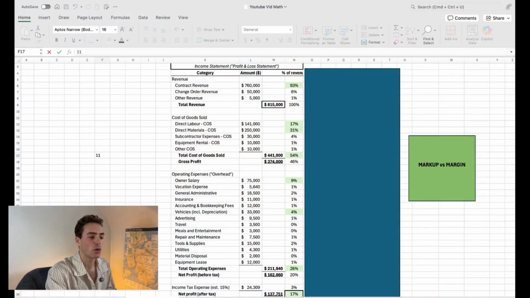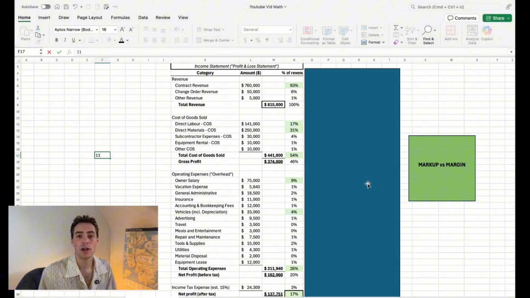So let's first look at their gross profit and how that relates to the markup on a job. So let's say what I described fits the bill for you, right? You have your income statement in front of you. It's in decent shape. The accounts make sense.